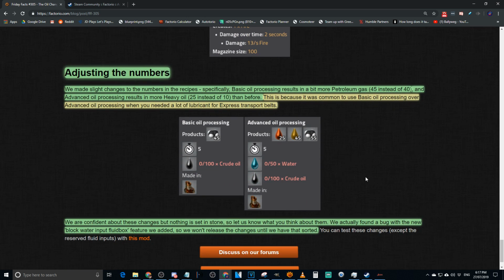Anyway, so with all the changes to the oils, they're going to adjust the numbers. Last Friday Facts, they said basic oil processing normally does 40 petroleum. They were going to increase it by 25%, bring it up to 50. They've decided they're going to go for 45, so they're sort of splitting the difference. And advanced oil processing is now going to do 25 heavy instead of the 10 it was doing before. And this was becoming common because a lot of people went back to basic oil processing to make enough lubricant to make Blue Belt. Yeah, making the lubricant from just advanced oil was always a bit of a hassle.